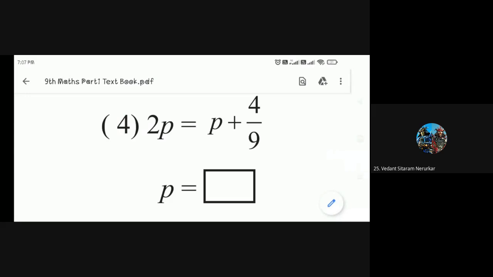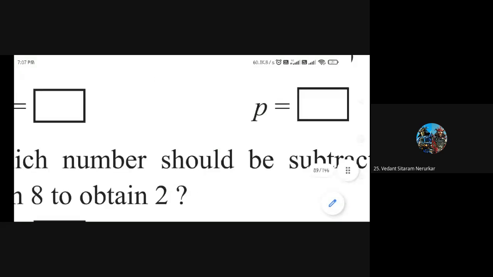Okay, so this was just a recall of previous standard. You have learned this already in your previous standards. Okay, now we have the next question, that is, which number should be added to 5 to obtain 14.